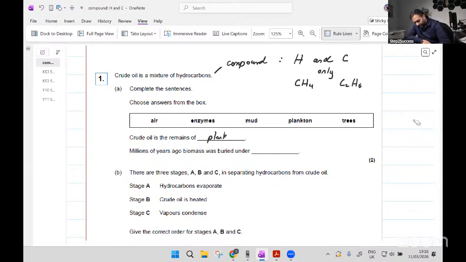Fossil fuels generally are the remains. We say they're the remains of dead plants and animals buried underground over millions of years. But crude oil specifically comes from this, which is a sea organism. And therefore, we find a lot of oil under the sea because it's this stuff that has died and been buried underground. And underground is the same as under mud. So that's the answer.